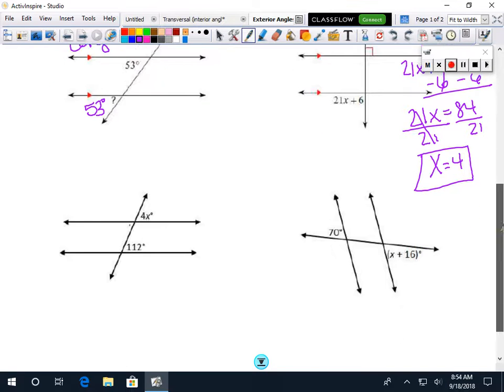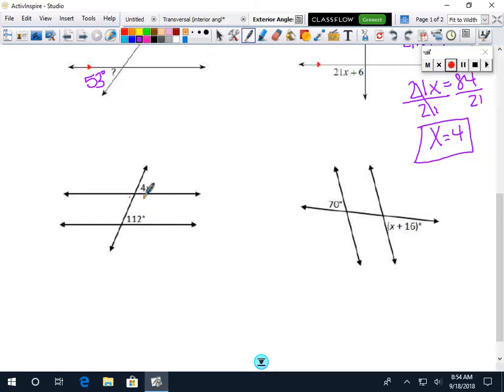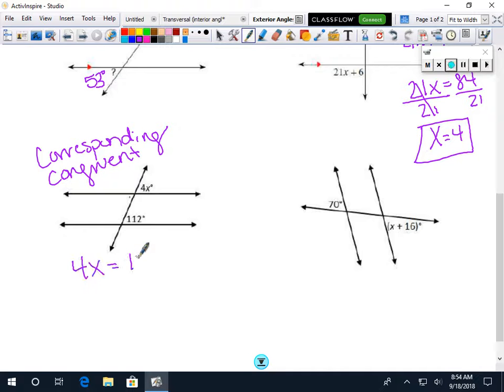Looking at this next example right here, I have one exterior, one interior. They're on two different lines here, and I see that they're in the same general location. So these angles are corresponding, and I know that corresponding angles are congruent. So to solve this, I would set it up as 4x is equal to 112. And then all I have to do is divide both sides by 4. So x is equal to 28.